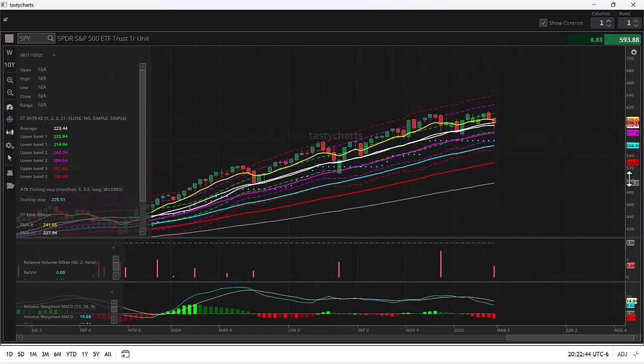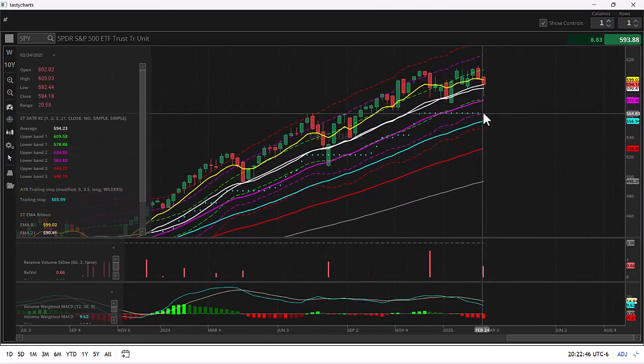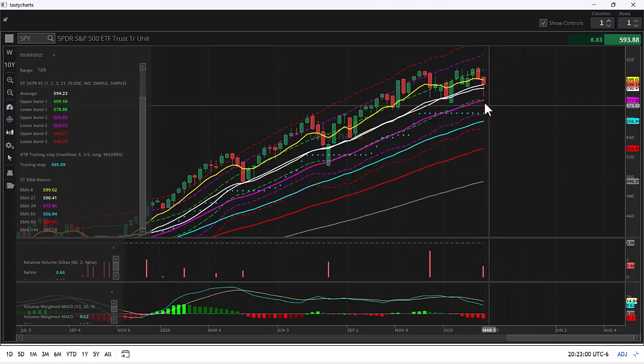And then looking at that weekly chart, your ATR trailing stop is right there at 565.09. So a little bit lower than that level that we just talked about on the monthly. And then you've got your 34 EMA sitting basically at the same level, 577.77, 577.80. So expecting a touch of that 9 EMA.